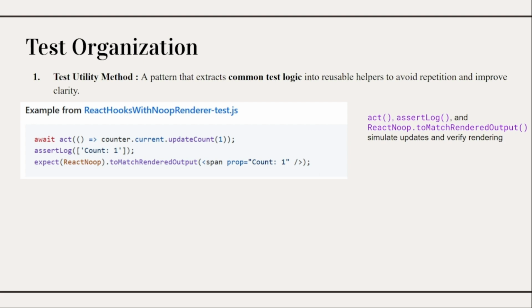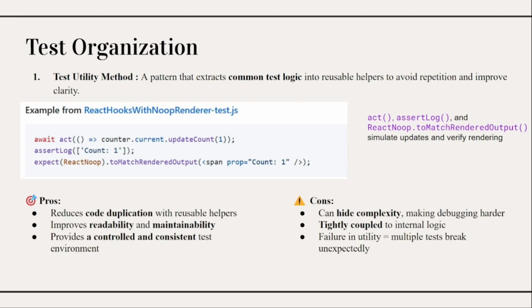This fits the test utility method pattern because these helper functions encapsulate repetitive logic we would otherwise write in every test. By reusing them, we can avoid duplication, keep the test clean, and focus only on what the test is verifying and not the underlying mechanics. But like any other pattern, it comes with some drawbacks.